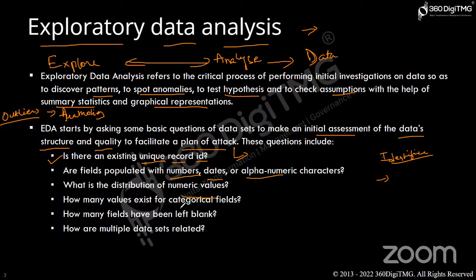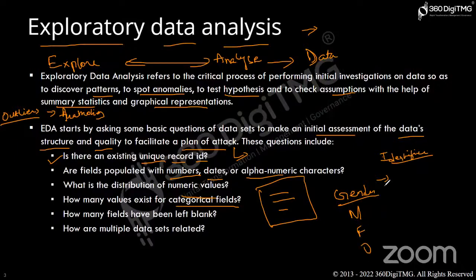How many values exist for a categorical field? How many unique values are there in a categorical field? Suppose the gender column is there. The categories will be male, female, and now others. These three, not more than this.